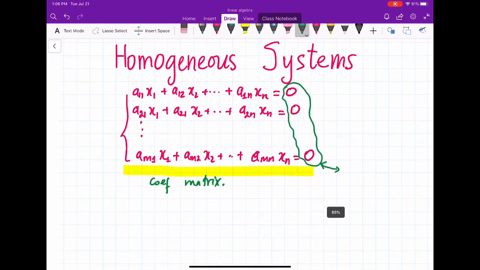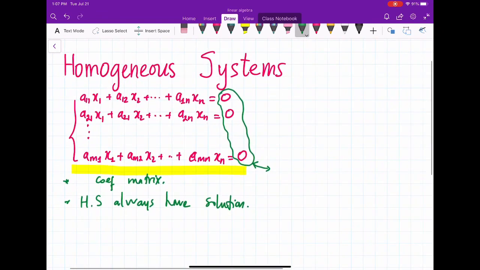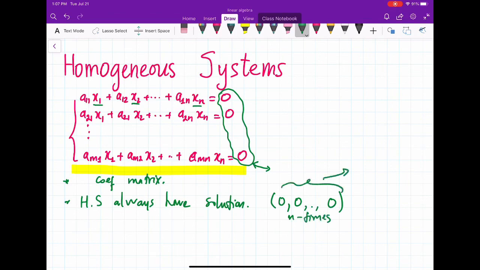The second thing I want to mention is that homogeneous systems always have a solution. It's obvious that 0 is one of the solutions. Let me write it down. If I have x1, x2, ..., xn, then we have 0, 0, ..., 0, n times. The zero vector in this case is one solution. So that's why homogeneous systems always have a solution.